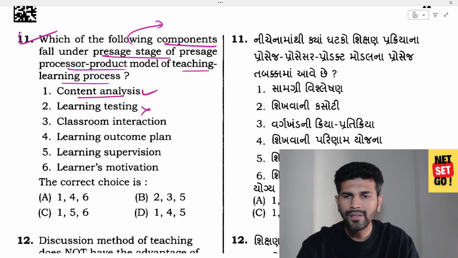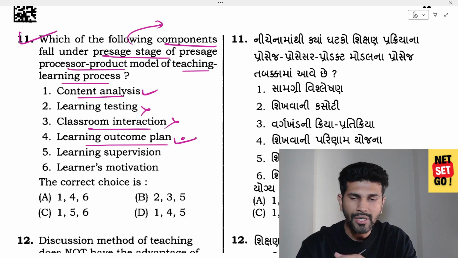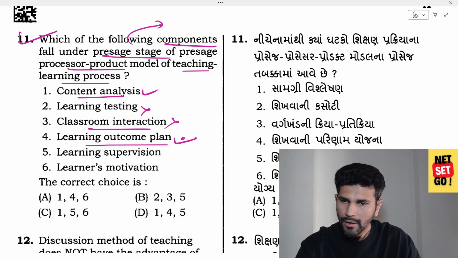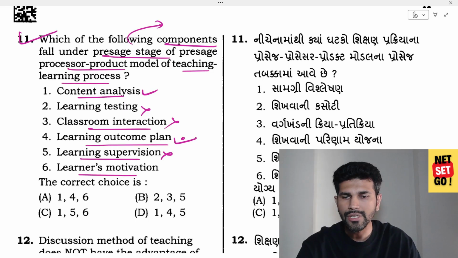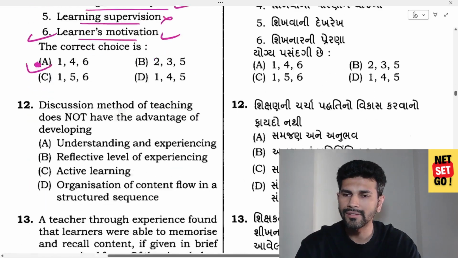Learning testing is during or after teaching. Classroom interaction is again during teaching. Learning outcome plan is before teaching. Learning supervision during learning and learners motivation before or planning stage. So option A, 1, 4, 6 is the correct answer.